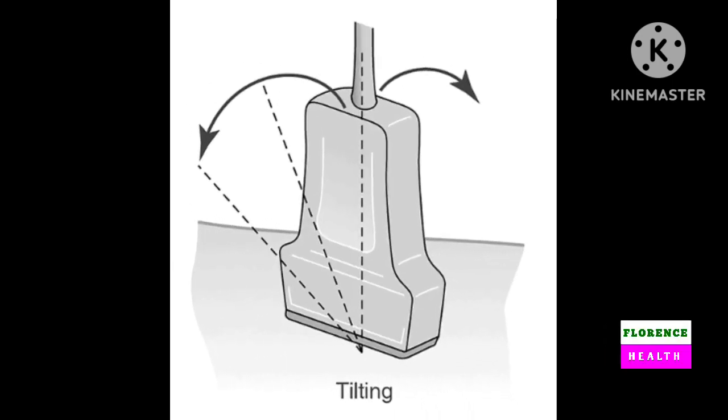Now come to tilting movement. Tilting movement is otherwise called a rocking movement. It means right and left movement of the probe. When you are cutting an organ longitudinally, you should move the probe right to left, that is, tilt the probe right to left to take the entire image of the organ.